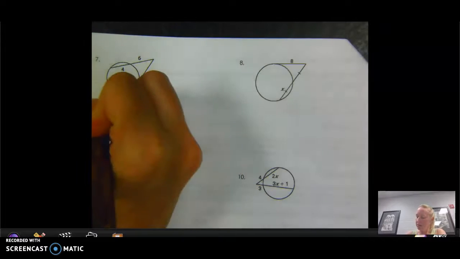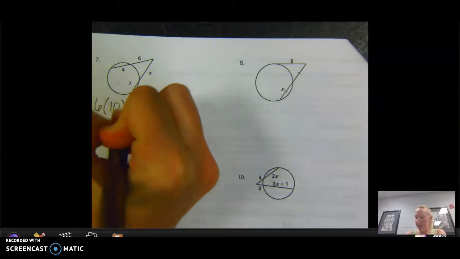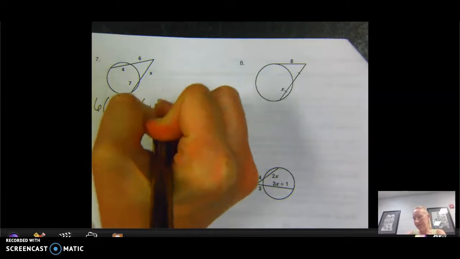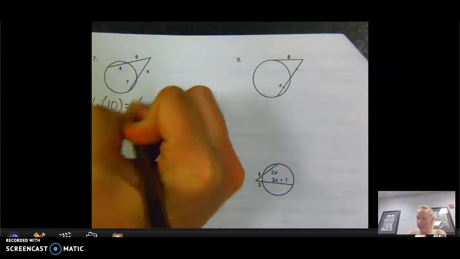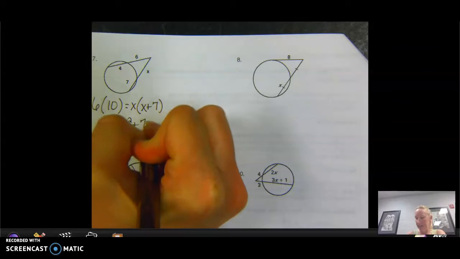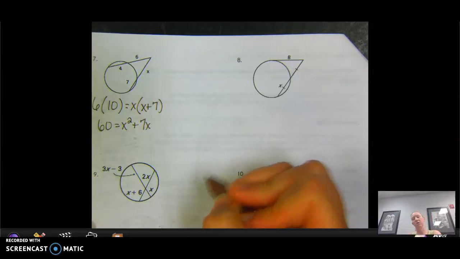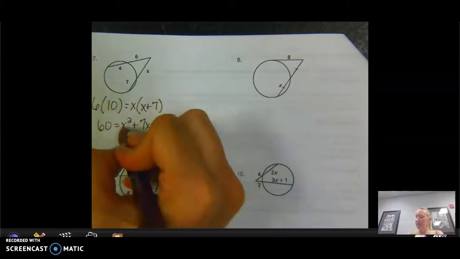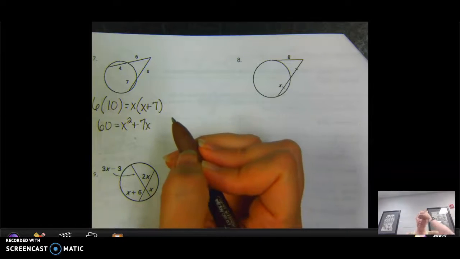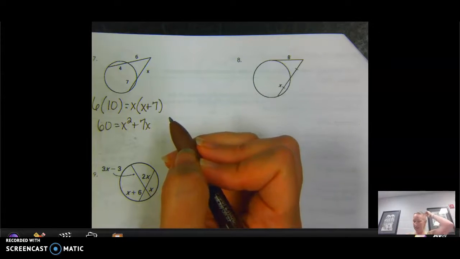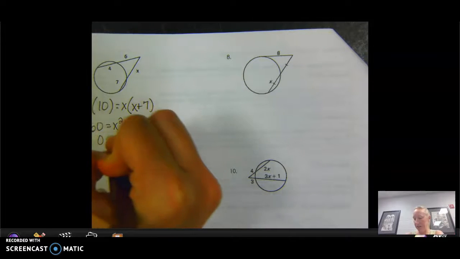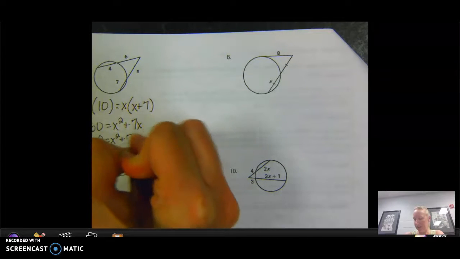Okay, so this one would just be 6 times 10 is equal to x times x plus 7. So this is 60. I'm going to distribute equals x squared plus 7x. This actually brings in some algebra too, because if you see we have an x squared and an x, and so we can't solve this just by solving for the x. So we actually have to get everything to one side, so I'm going to subtract 60 on both sides. So I get 0 equals x squared plus 7x minus 60.